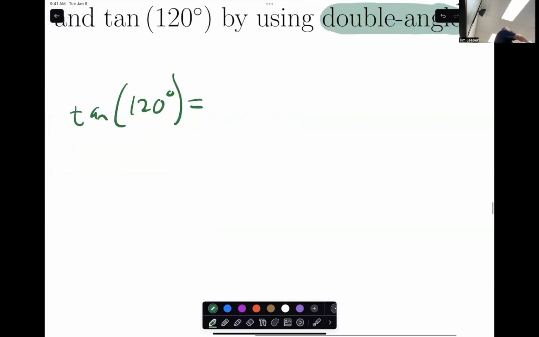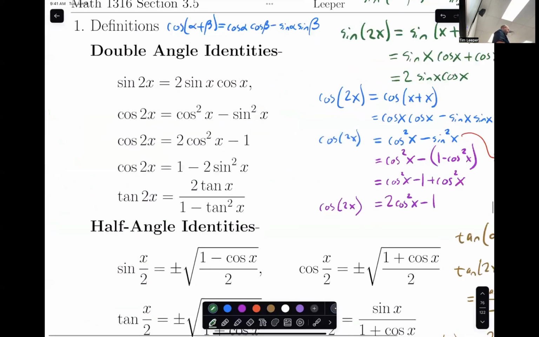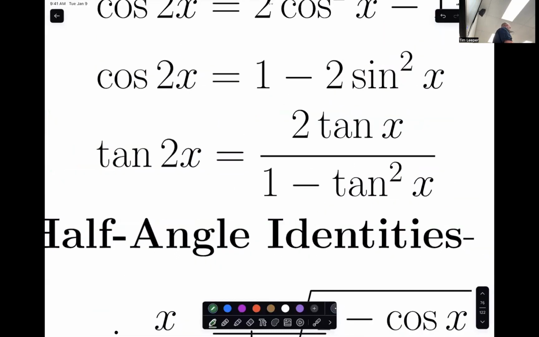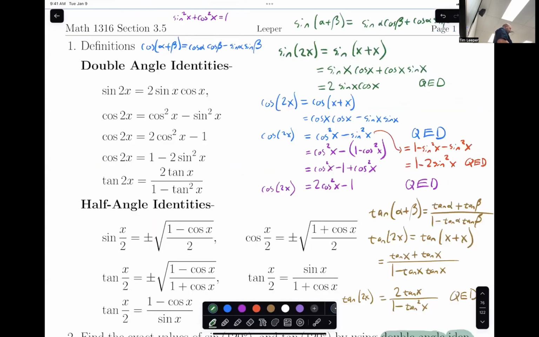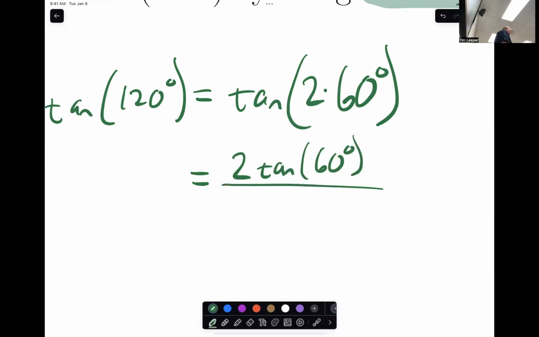Okay, so tangent of 120 degrees is the same thing as asking what is the tangent of 2 times 60 degrees? Well, the double angle identity for tangent. Coming in up here, tangent of 2x, where x is in this case 60 degrees, is equal to 2 tangent of x all over 1 minus tangent squared of x. There we go. So we're going to have 2 tangent of 60 degrees all over 1 minus tangent squared of 60 degrees.